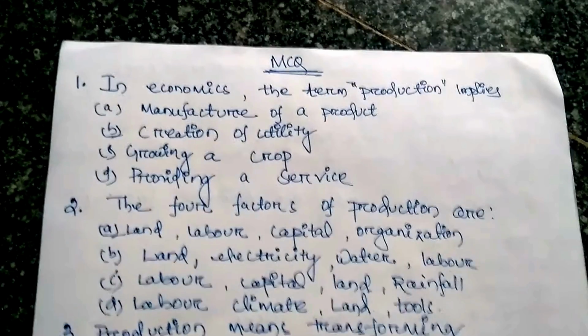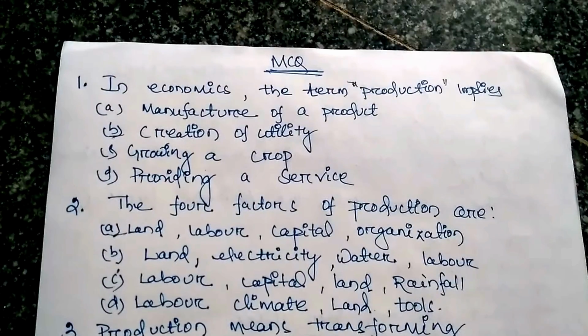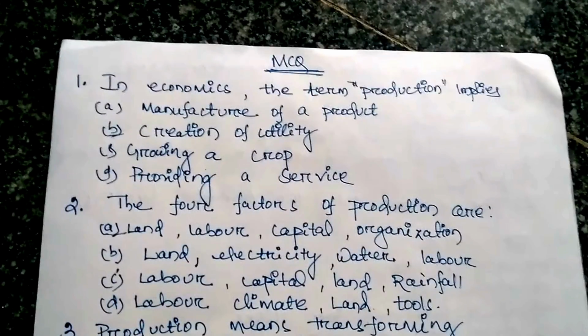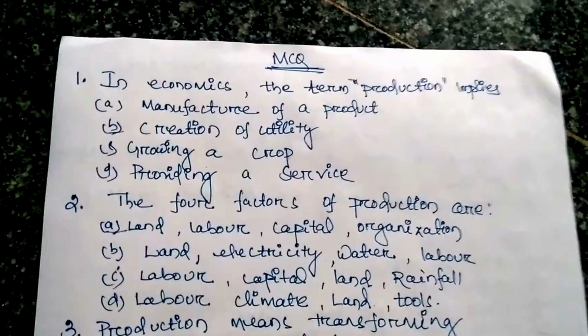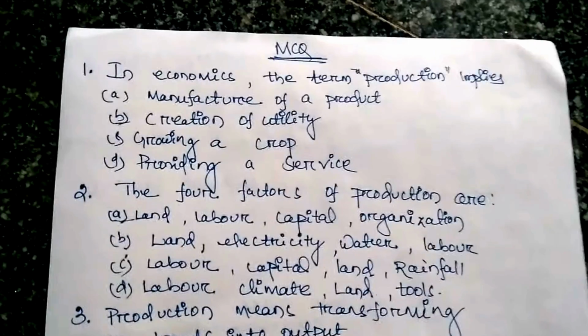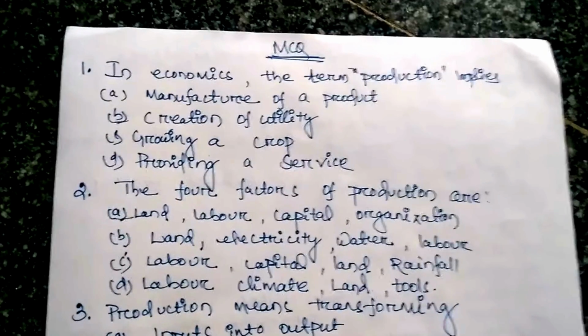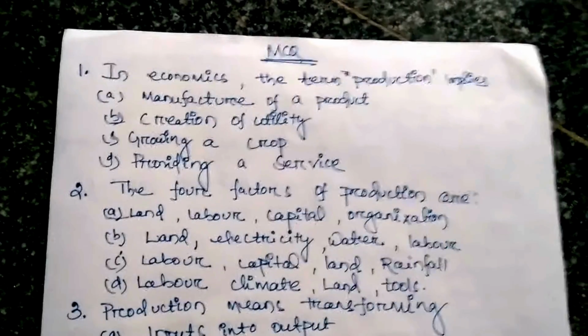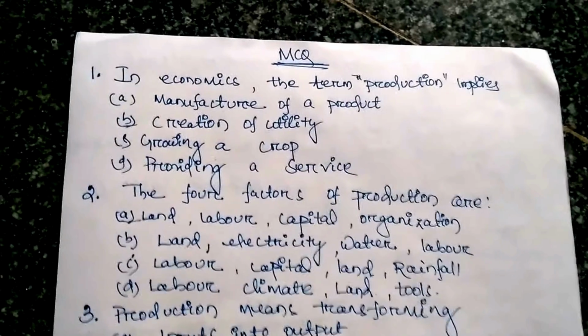Hi friends, in the previous video we discussed the first part of production function. Why do I say first part? Because in production function there are 3 to 4 parts and it is so important. You have to read and understand it, then try to practice this MCQ so that you can tick the right answer in the UGC NET examination.